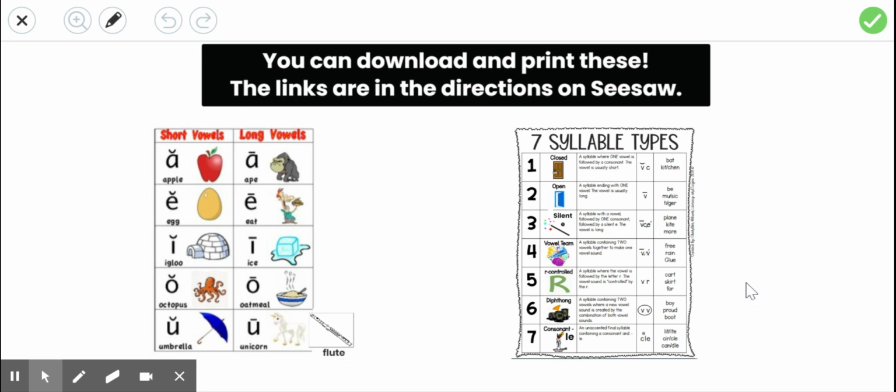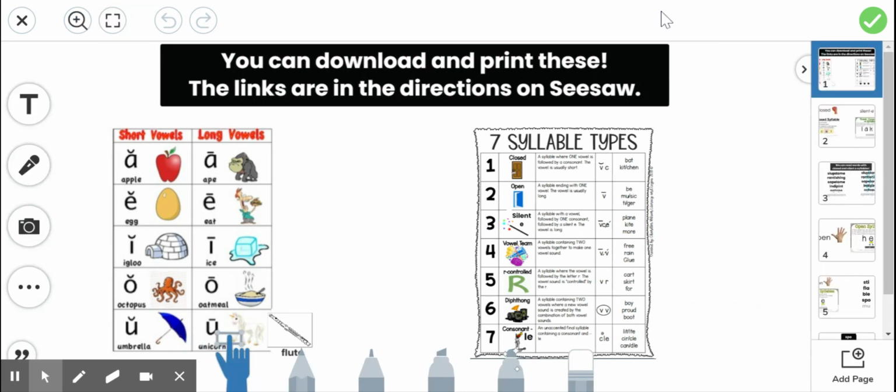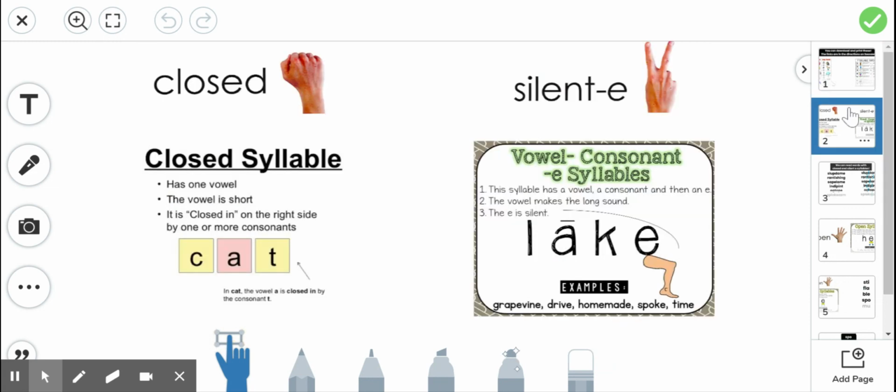So today we are going to first look back at what we've learned so far. So far, we have gone over closed syllables and silent E syllables. Remember, all syllables need to have a vowel, and a closed syllable has the vowel closed in. So there is at least one consonant after the vowel, and the vowel sound is short.